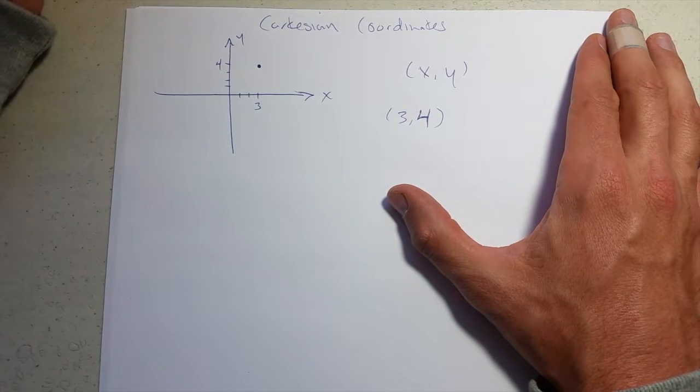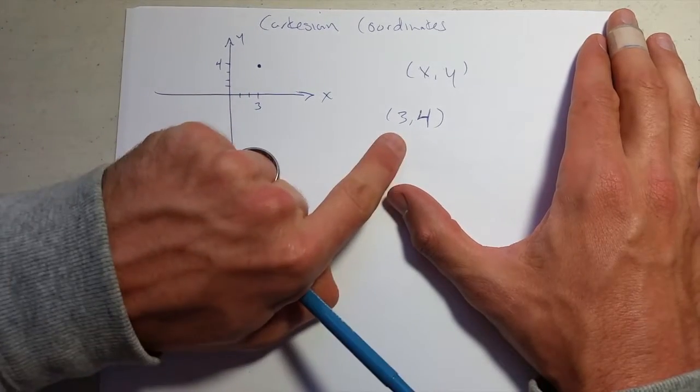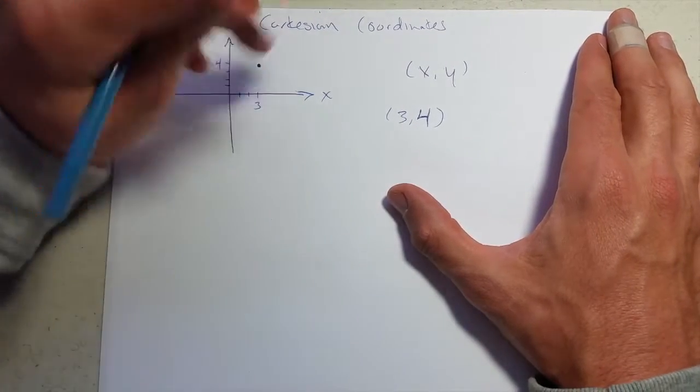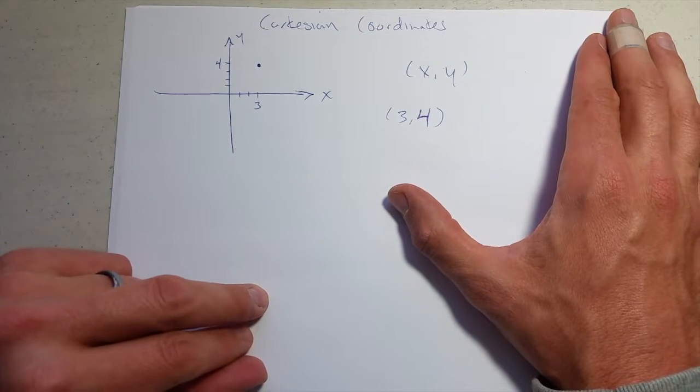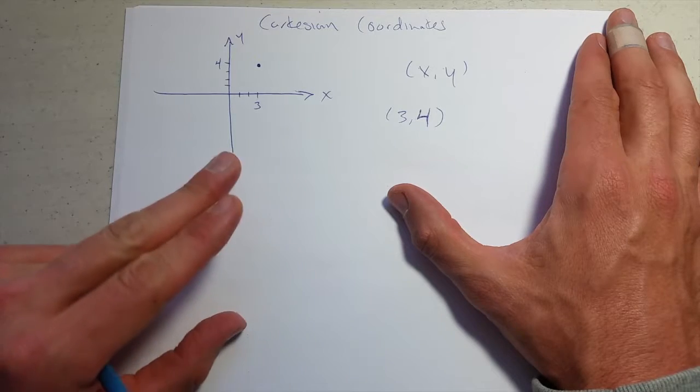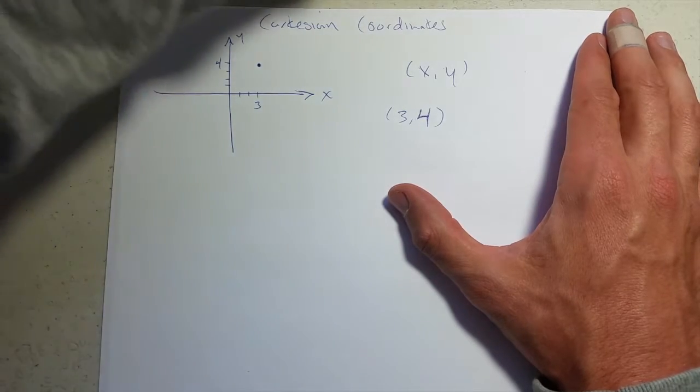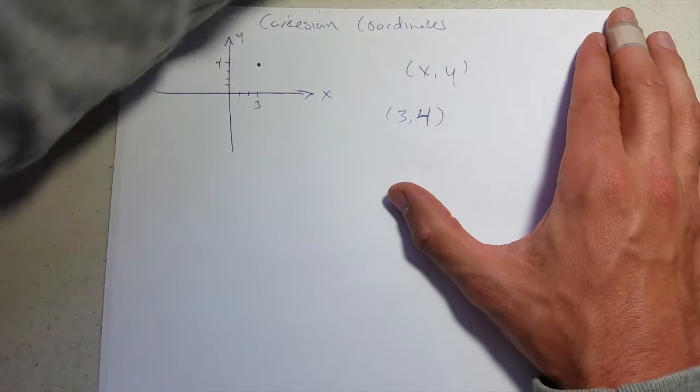So that's Cartesian coordinates. If they're negative, we're going to go to the left or down, depending on if it's negative x or negative y, respectively. Now there's another example in the textbook. Strongly recommend you follow along with the example and graph those points.